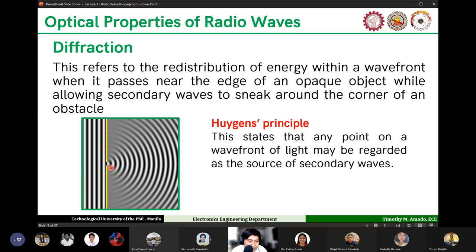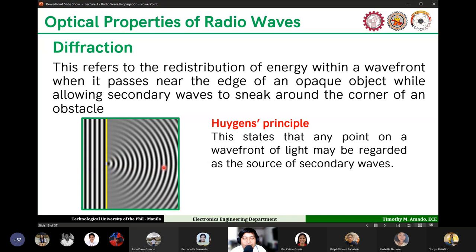So if this is your wave and you have an obstacle and then you only have a small opening, our assumption is that your signal should go straight, right? Because the other parts of it are blocked. Then some got through like that. But according to Huygens principle, if that will be the case, that small opening would serve as the source of the secondary wave. So that becomes a source of a wave.